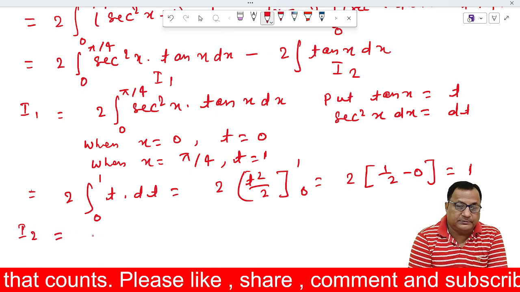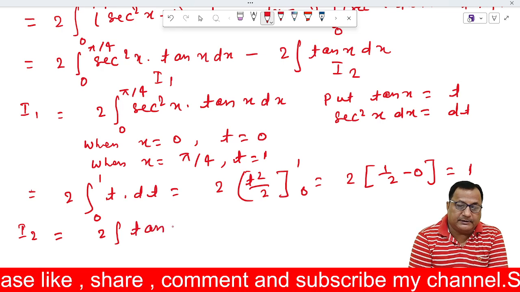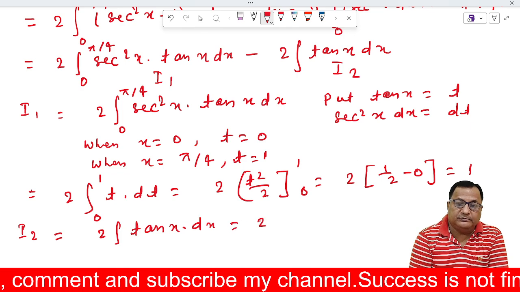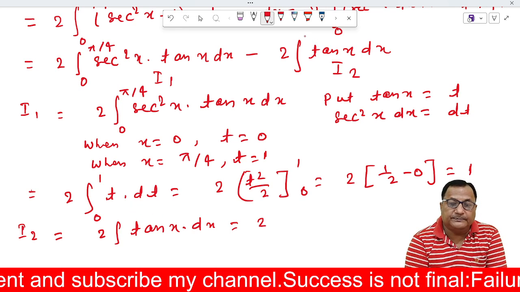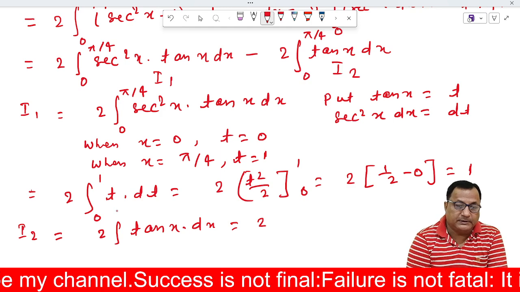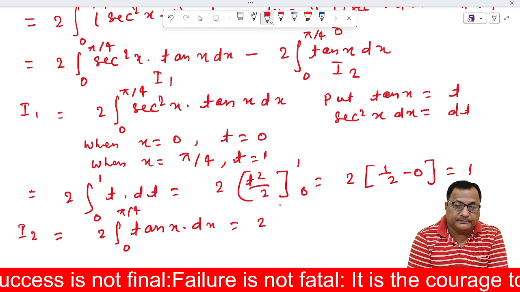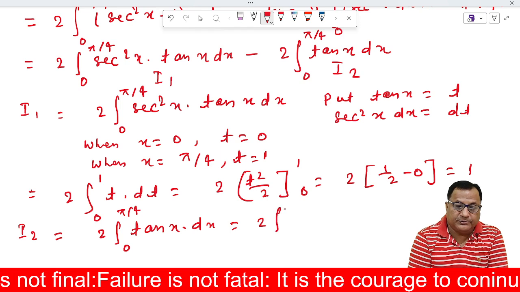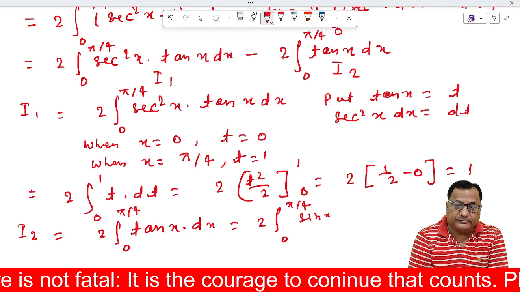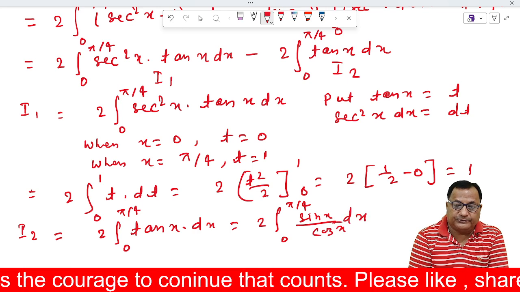I2 is equal to 2 times the integral of tan x dx, with limits 0 to pi by 4. Tan x we can write as sin x by cos x, into dx.